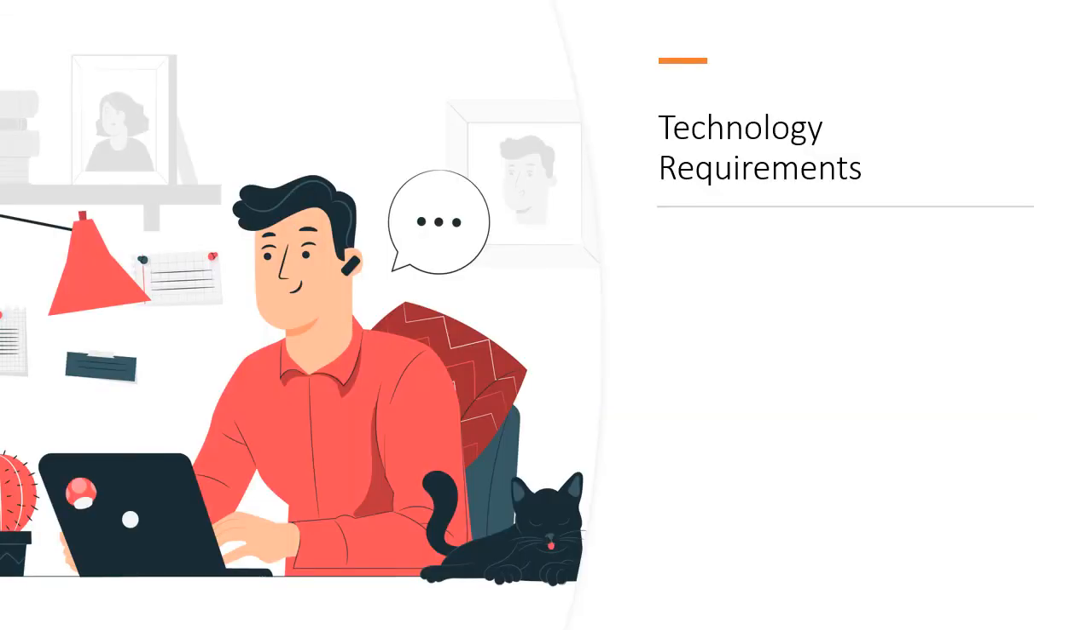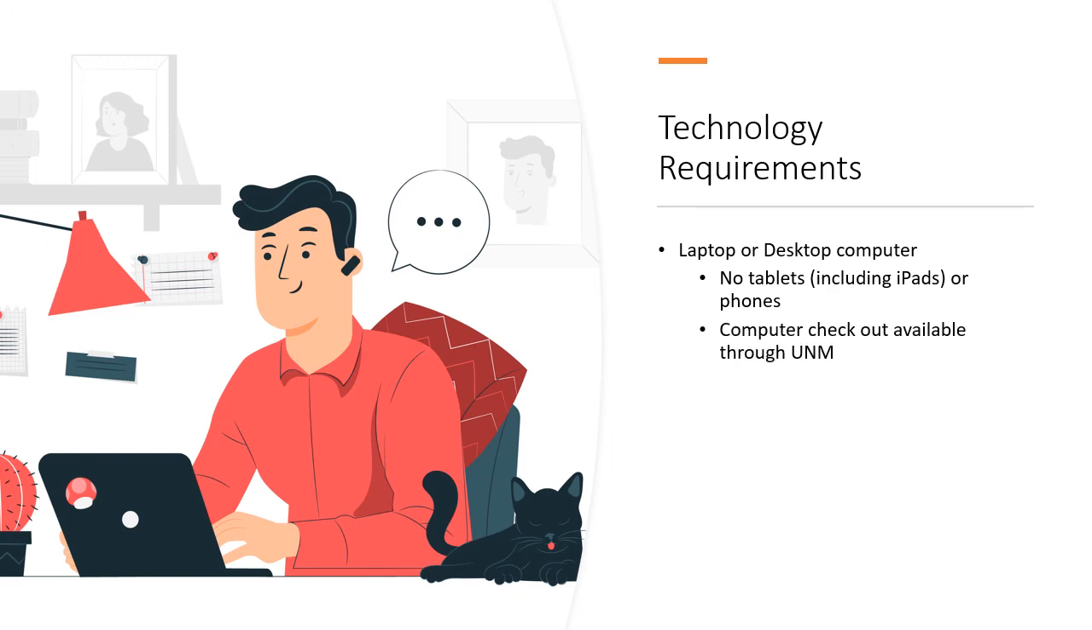When doing an online course, there are certain technology requirements that you need. This course requires a laptop or desktop computer. You cannot complete this course properly using tablets, including iPads, or your phone. If you are in need of a computer, computer checkout is available through the UNM library. You can find more information on this in the Student Resources section of your syllabus.